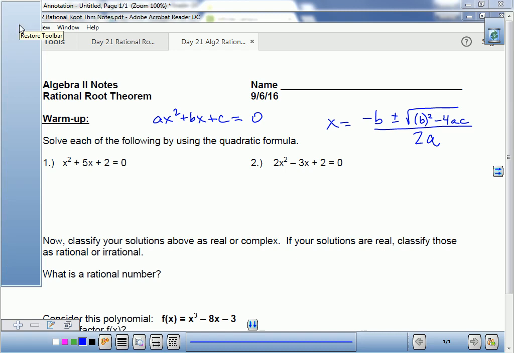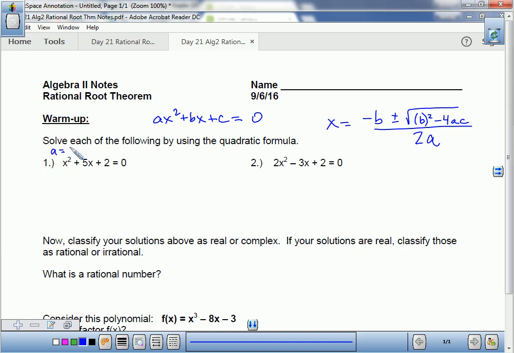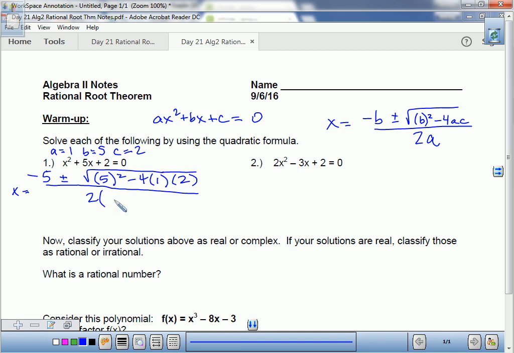Alright. So in this problem our A is an understood 1, our B is a positive 5, and our C is a positive 2. So when we do the opposite of B, the opposite of B would be negative 5 plus or minus the square root of B squared, which is 5 squared, minus 4 times A times C, which is 4 times 1 times 2, all over 2 times A, which is 1. So this is 25 minus 8. What is 25 minus 8? 17.